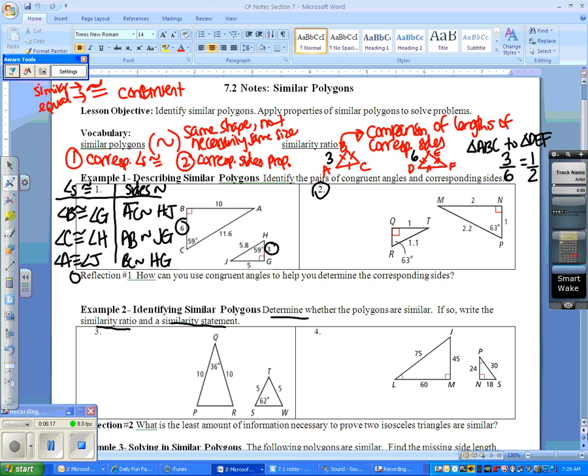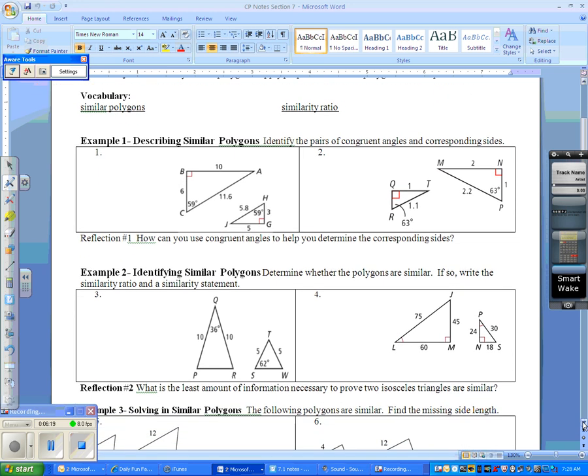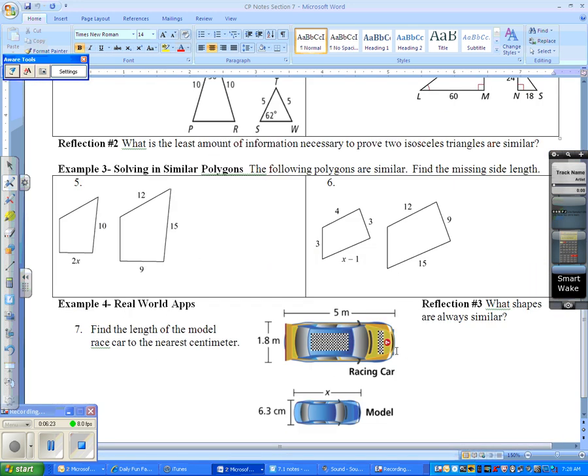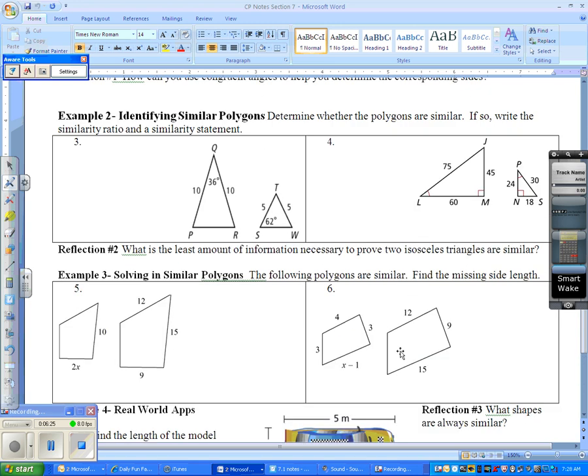So we've got a lot to do in number 3. I'm going to scroll down and zoom in so we can see this a little better. Okay, so number 3. First of all, in order to determine whether polygons are similar or not, we need to do the same process we did before. Are the angles congruent and are the sides similar? Those are the questions we need to ask ourselves. So let's look at this.